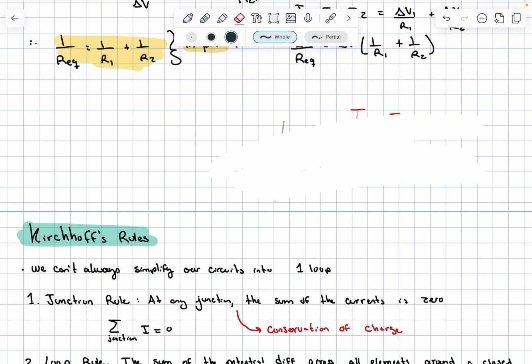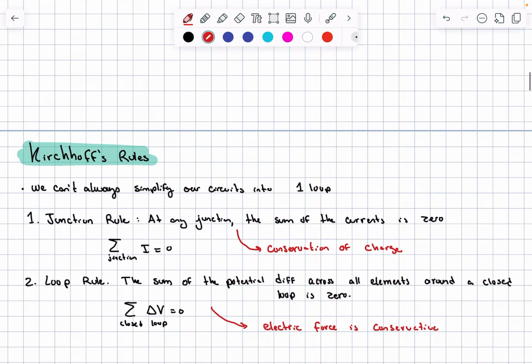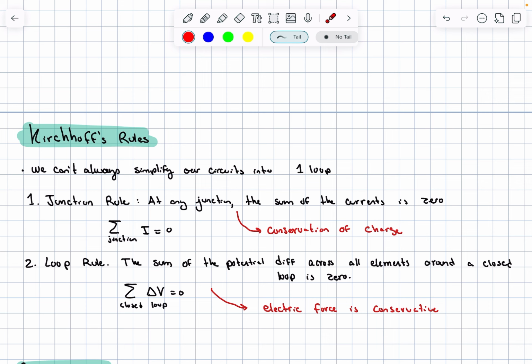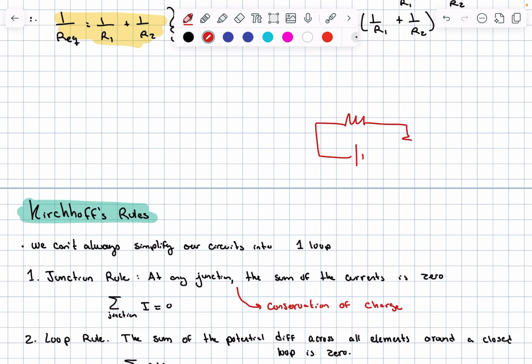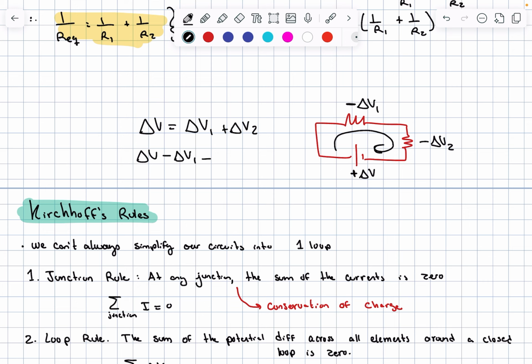We also have Kirchhoff's loop rule, which says that the sum of the potential difference across all the elements on a closed loop is 0. So here, let's say we have our battery, and then we have 2 resistors. We have a voltage gain here, so plus delta V. We have a drop here, and we have a drop here. So whenever we do the loop, the gain has to be equal to the loss. Right, so then delta V minus delta V1 minus delta V2 is equal to 0. And that is all that rule is saying.